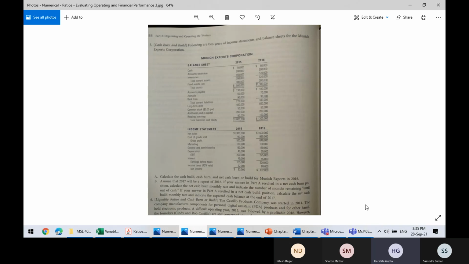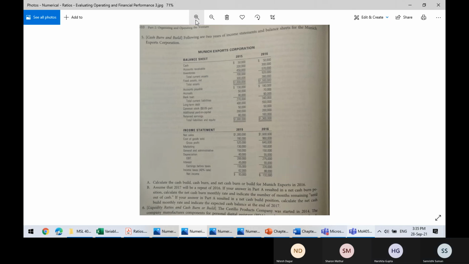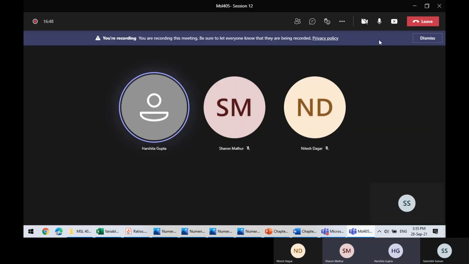Samriti ma'am, can you please share the screen? Yeah. Just a minute. Is it visible to everyone? Yes, it's visible. Okay. So let's keep the class conversation a bit more so that you guys are able to understand more.